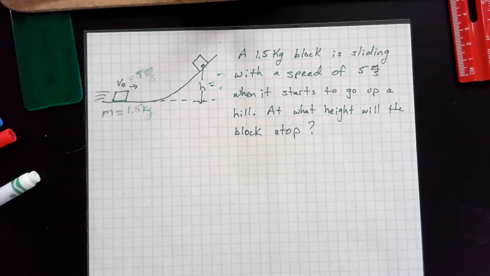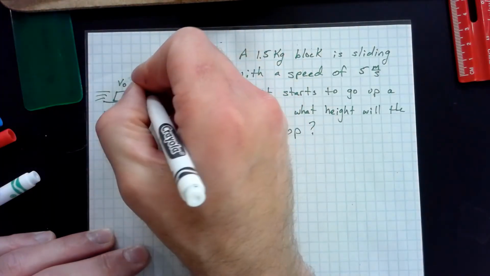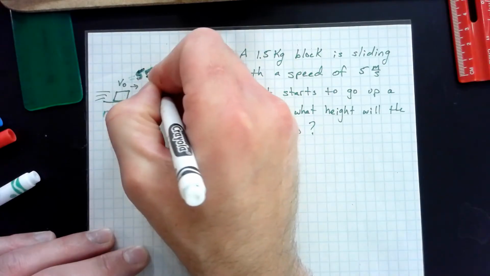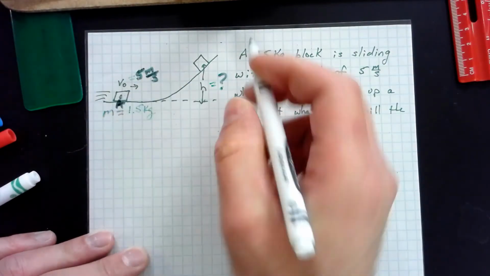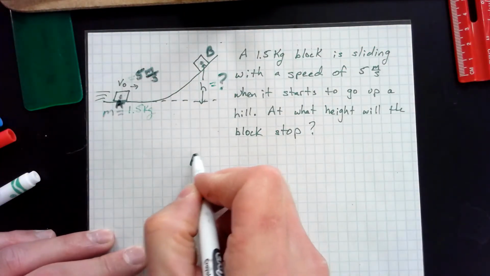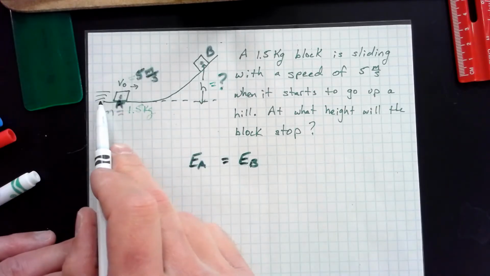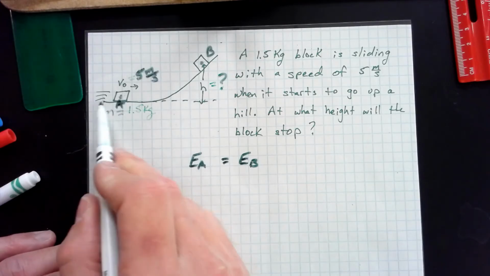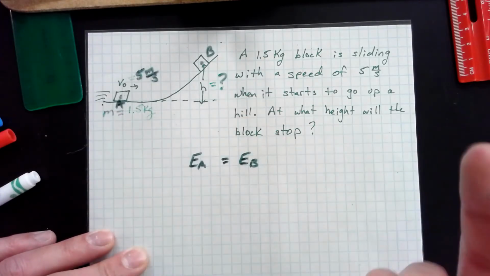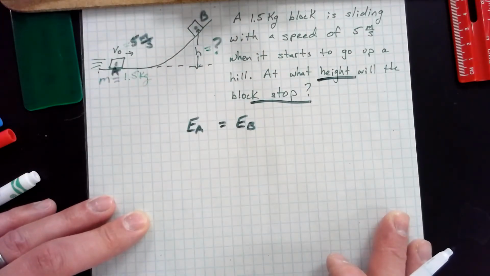You can probably figure out what we want to solve for. I really wish that this stuff would show up a little better. That's a little bit better. Okay, so we can pick point A. I'm going to say it's point A down there, and point B up here. I know that the energy at point A has to equal the energy at point B. This thing is just sliding. We don't know why it's sliding, but it is. It's sliding along the surface, starts to go up this hill, and as it goes up, it slows down, and eventually it stops. We want to know how high it goes when it stops.